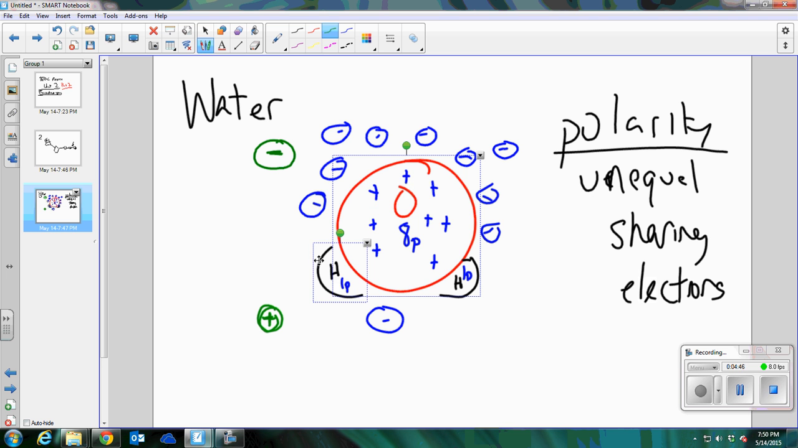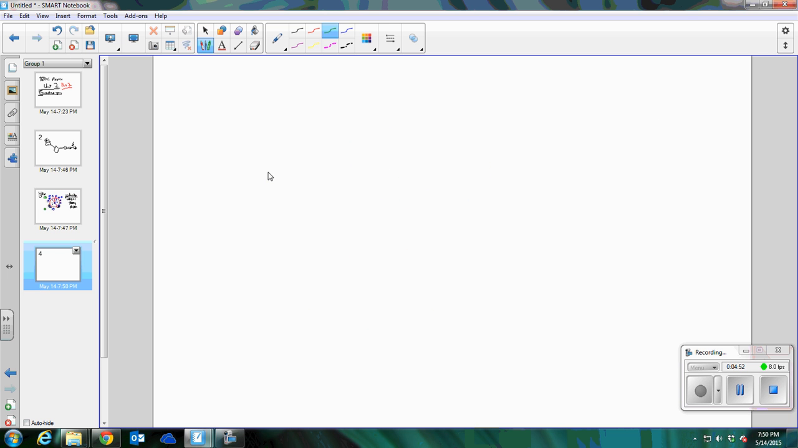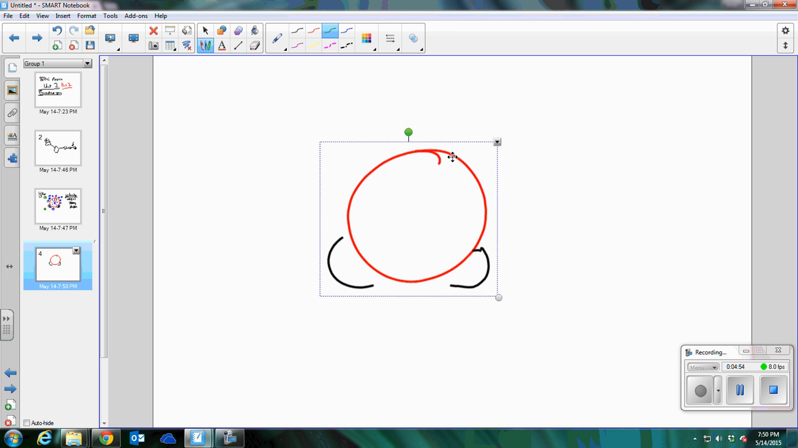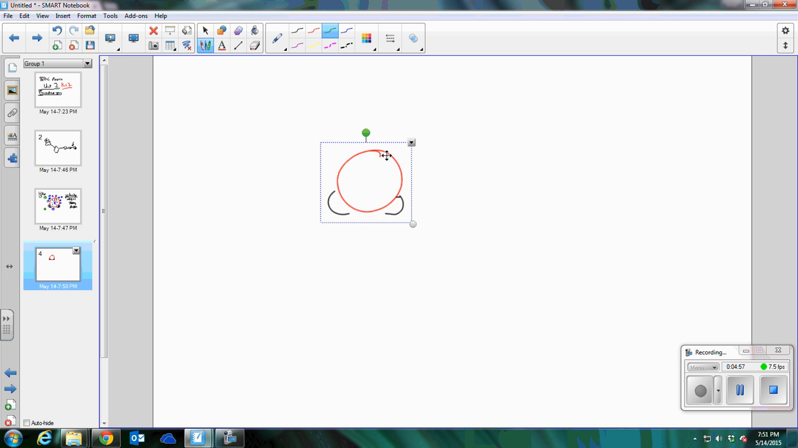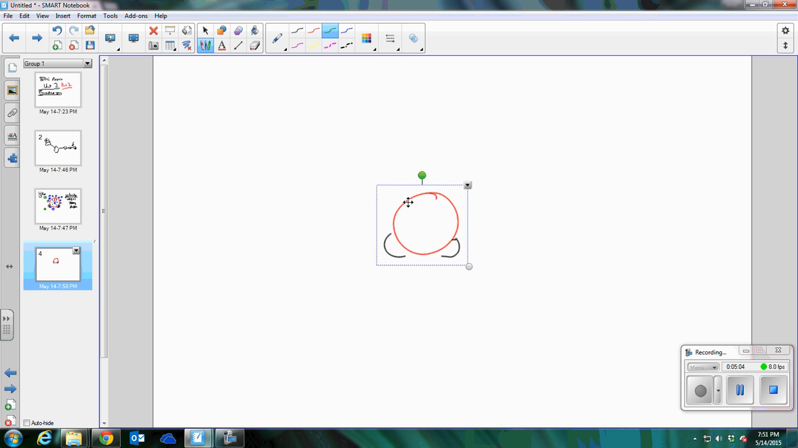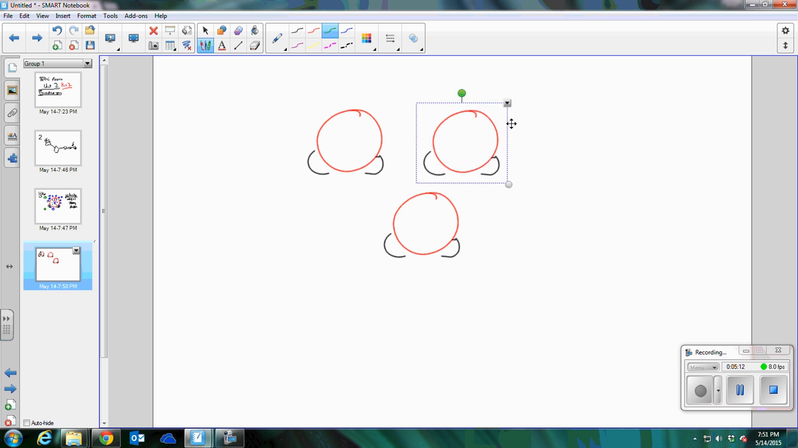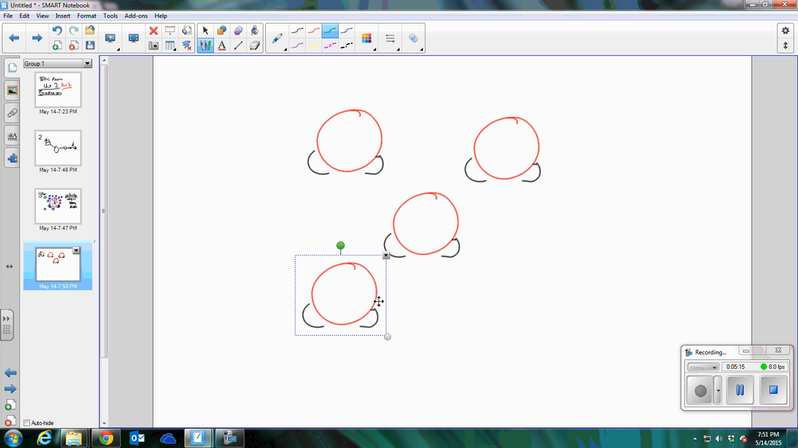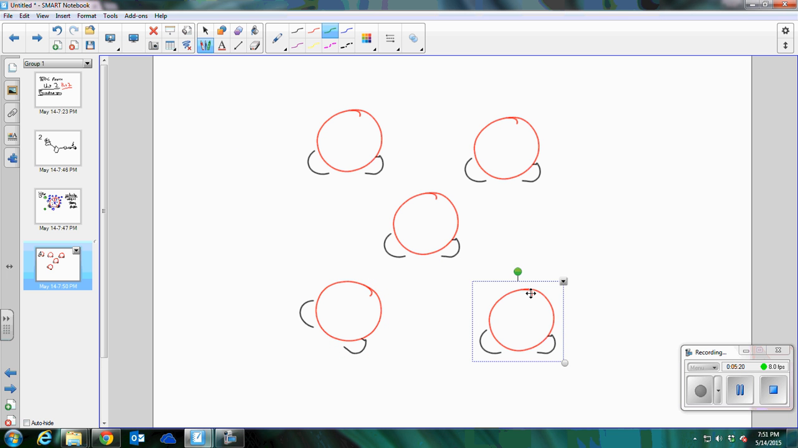See if I can get my water molecule out of here. So here's our water molecule. One water molecule can actually form bonds, hydrogen bonds. Remember, hydrogen bonds are formed between polar molecules. One water molecule can actually form hydrogen bonds with 4 other water molecules. Now, what does that do?